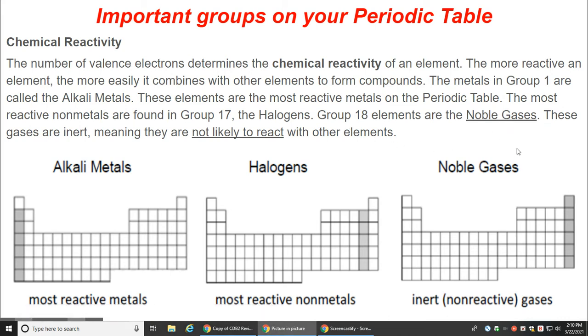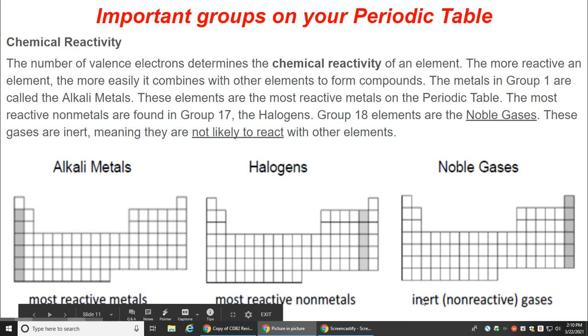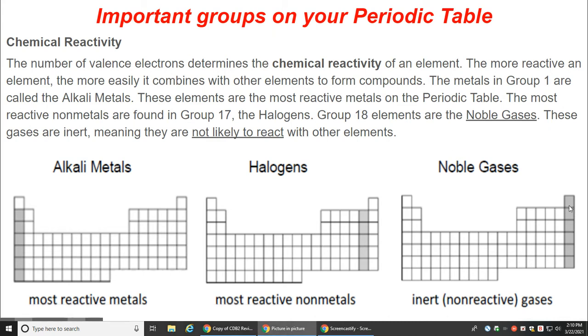Let's highlight our noble gases one more time. In group 18, these noble gases do not react. They are the most non-reactive gases, referred to as inert, and they're not likely to react with anyone because their outermost shell is full with 8 valence electrons. Noble gases.